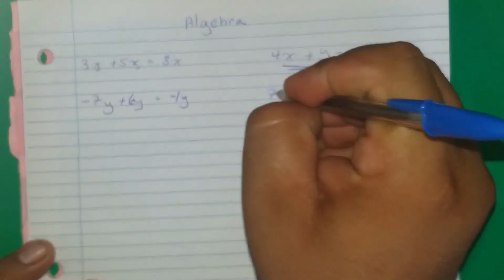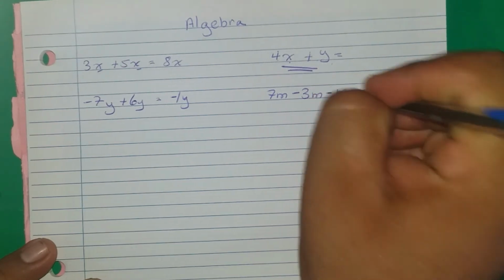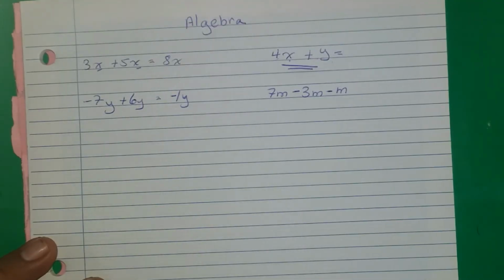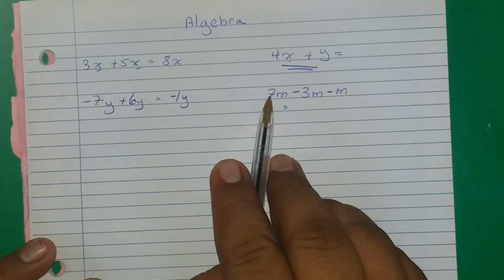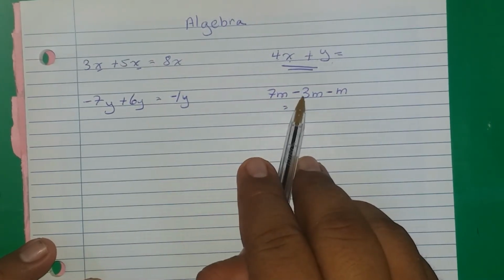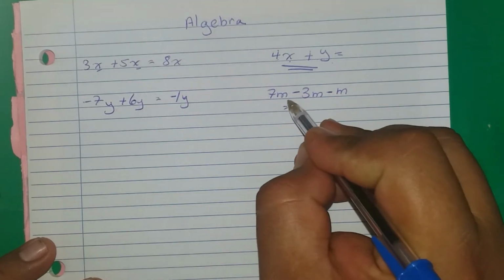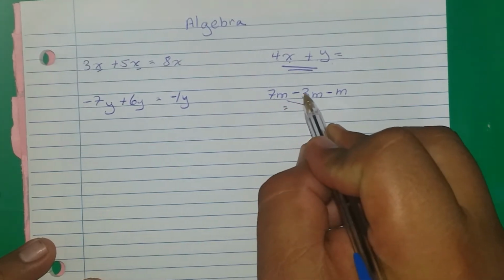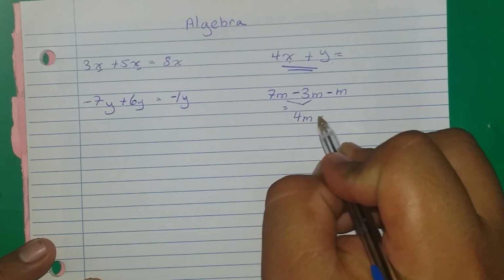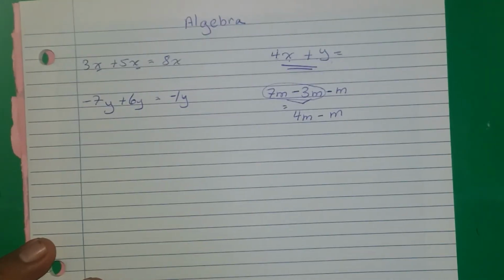This one is 7m minus 3m minus m. Notice again, all of them have the same variable, which is m, and m. So that means we're able to work it out. So what we do is we work it out two by two. 7 minus 3 gives me 4m. So that is my result when I solve out these two here, right?